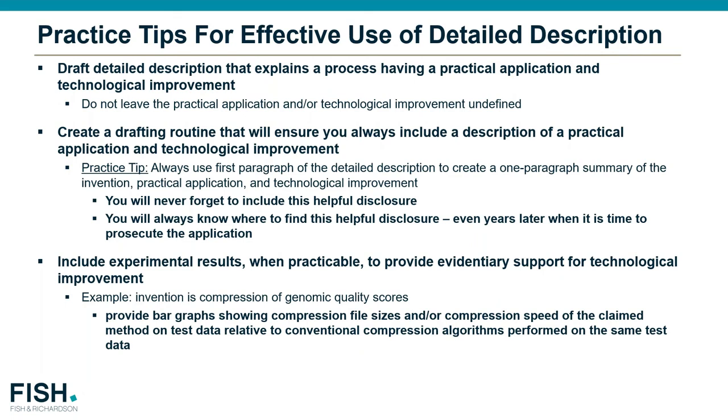Another way you can bolster your specification is to include experimental results when practicable. For example, for an invention of a compression of genomic quality scores, provide bar graphs and experimental data where you ran your algorithm and other conventional compression algorithms on the same test data set. Describe the test data set and show that your compression algorithm performs better. For example, show that it has smaller compressed file sizes, faster compression speeds, things of that nature.